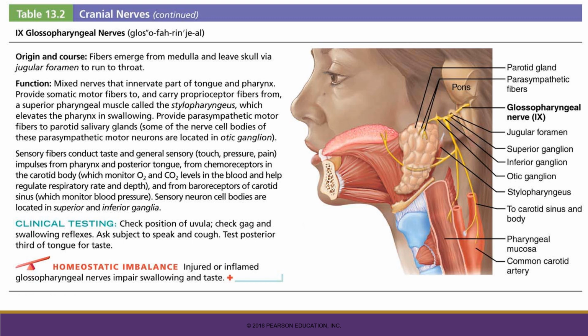Some of the nerve cell bodies of the parasympathetic motor neurons are located in what we call the otic ganglion. There's that OT again. Sensory fibers conduct taste and general sensory, touch, pressure, pain.